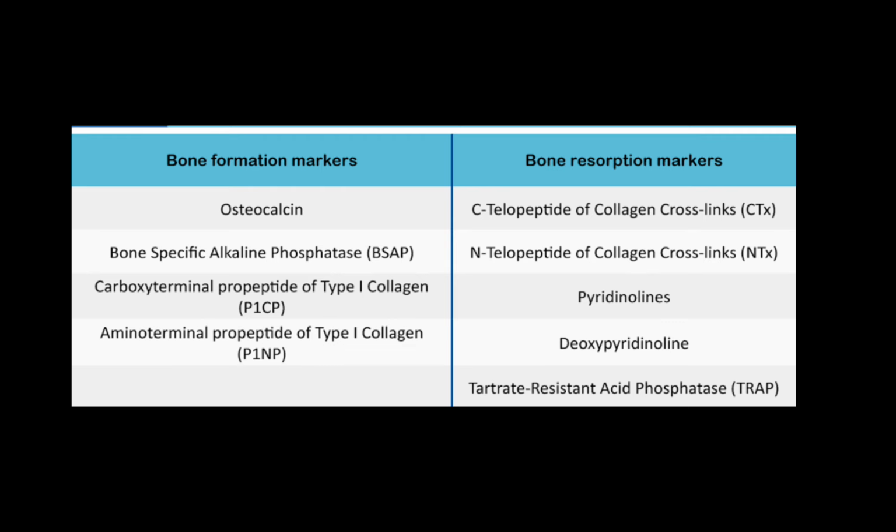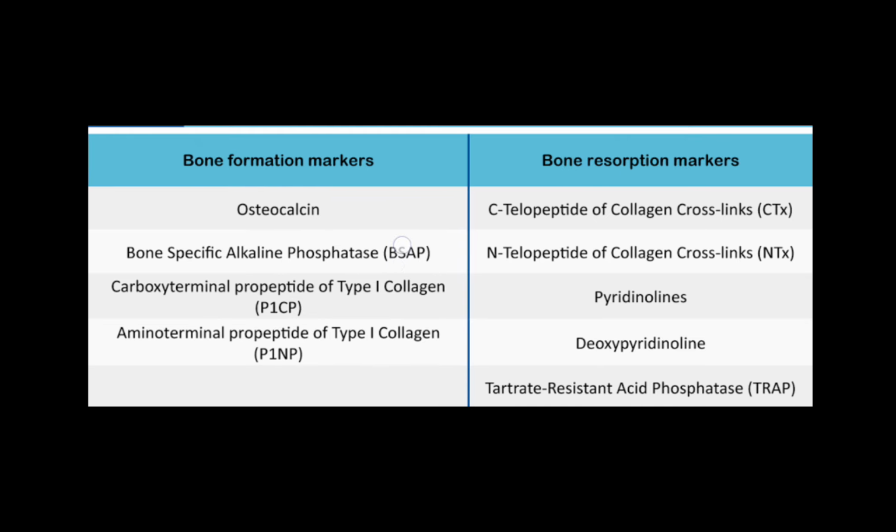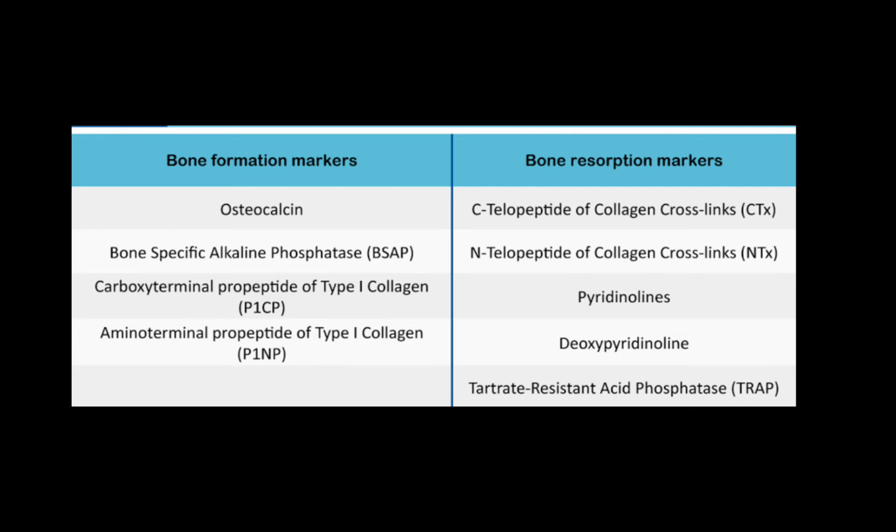Then next we have the slide of bone formation markers and bone resorption markers. In the bone formation markers, we have osteocalcin, bone specific alkaline phosphatase, carboxy terminal propeptide of type 1 collagen, amino terminal propeptide of type 1 collagen. Okay, then in the bone resorption markers.